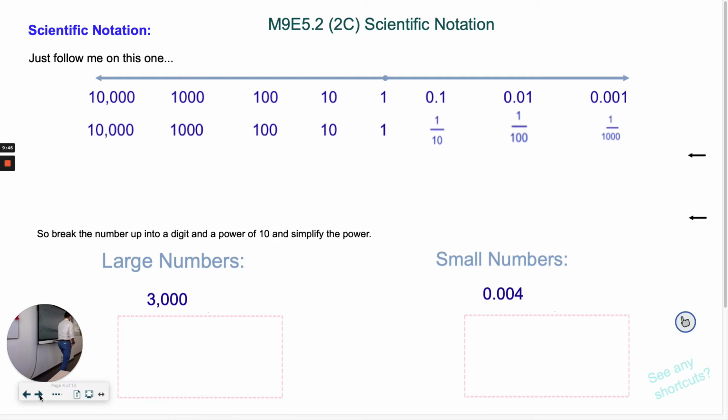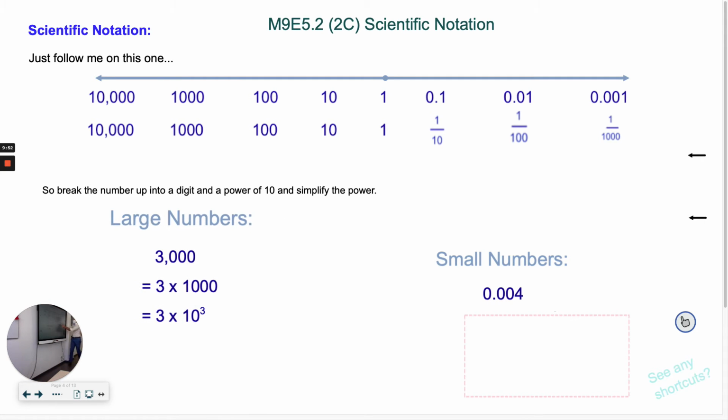So that's 3,000, right? And if we were trying to change it to scientific notation, I'm just going to breeze through this because it sounds like you guys are good at it. 3,000 is 3 times 1,000. Yeah. And 1,000 is 3 sets of 10. 10 times 10 times 10, right? 3 zeros means 3 tens. So this is 3 times 10 to the third.